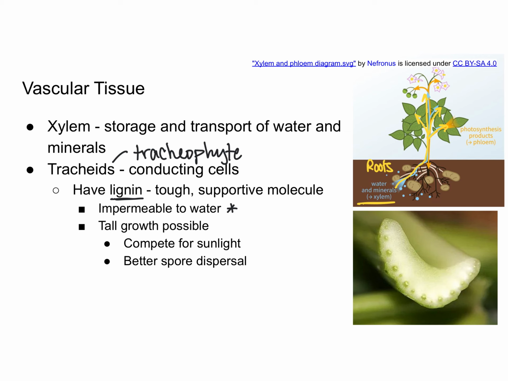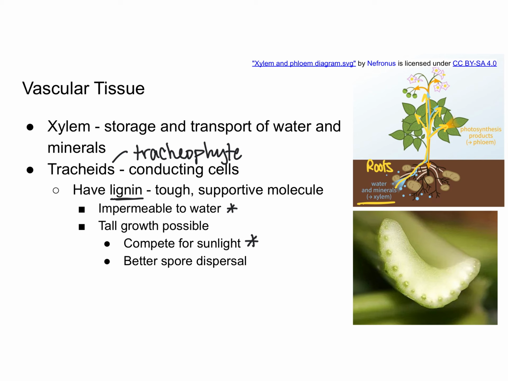And that tall growth makes it possible for these plants to be more competitive when it comes to sunlight because they're able to grow taller than other plants and essentially shade the other plants to steal the sunshine for their own photosynthesis. Also, the higher up you are, the further you can disperse your spores, so that gives you a reproductive advantage as well.